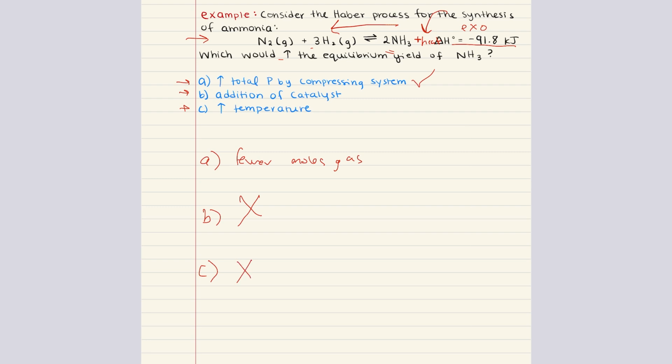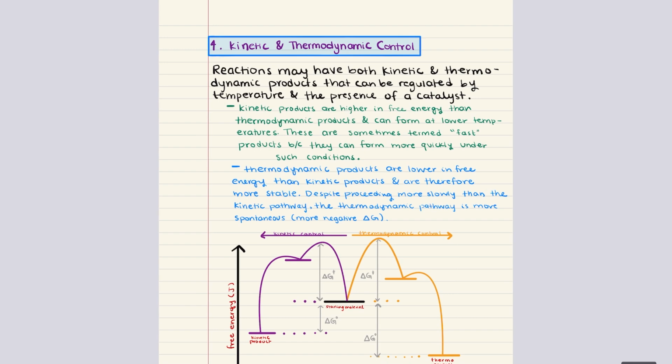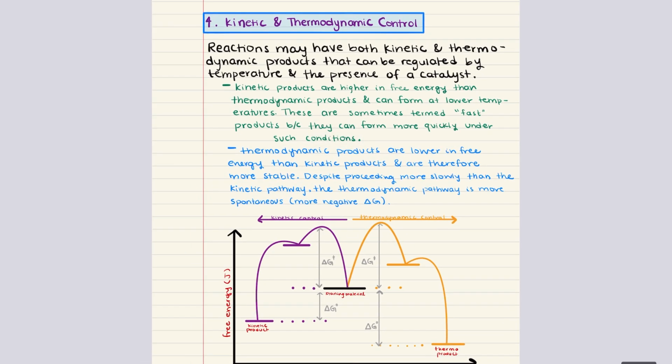So the only option that's correct here is answer choice A. The only thing that's going to increase the equilibrium yield of ammonia from the 3 choices we're given is A, increasing the total pressure by compressing the system. And with that, we can go ahead and move into our last and final objective titled Kinetic and Thermodynamic Control.